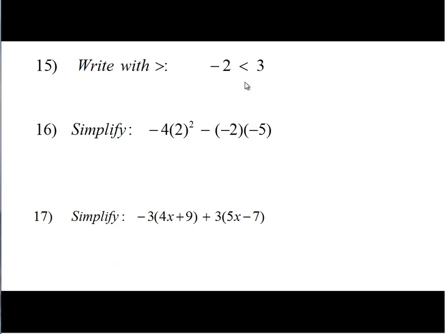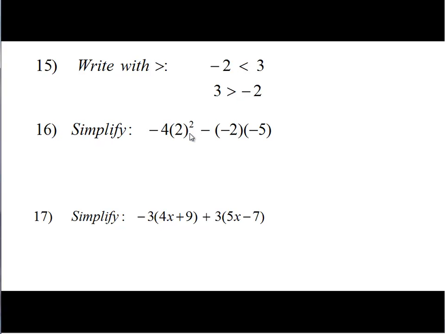Okay, number 15, write with a less than. Well, to get a greater than, to get a less than to turn around, you just turn all the numbers around. 3 moves over, -2 moves over, so it becomes 3 is greater than -2. Since -2 is smaller, 3 is greater than. If it looks like the letter L, it's a less than, so that's a greater than.